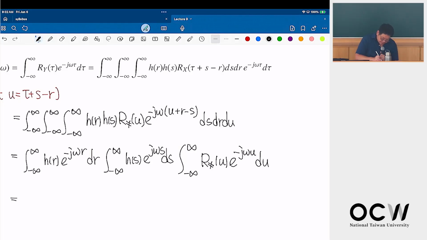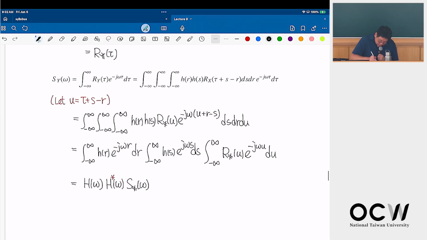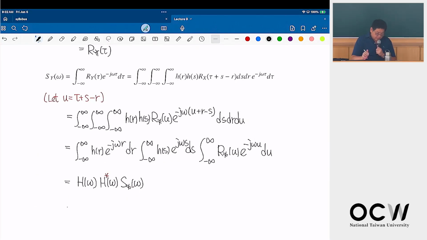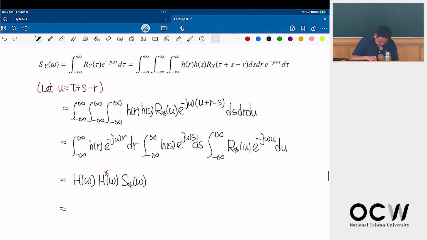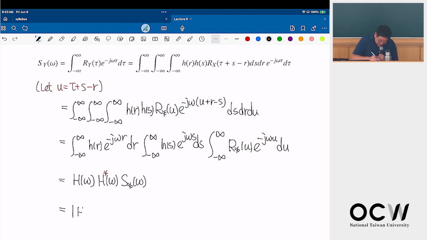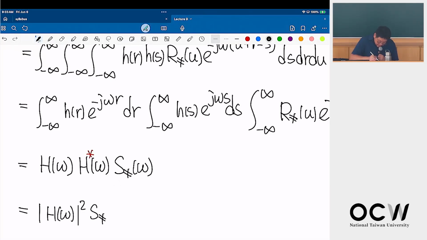First is the frequency response H of omega. And how about the second one? I don't have a minus sign here. This is the conjugate of your frequency response. And the last term is the power spectrum of x. So actually for y, the power spectrum of y is the magnitude of your frequency response squared times the power spectrum of x.